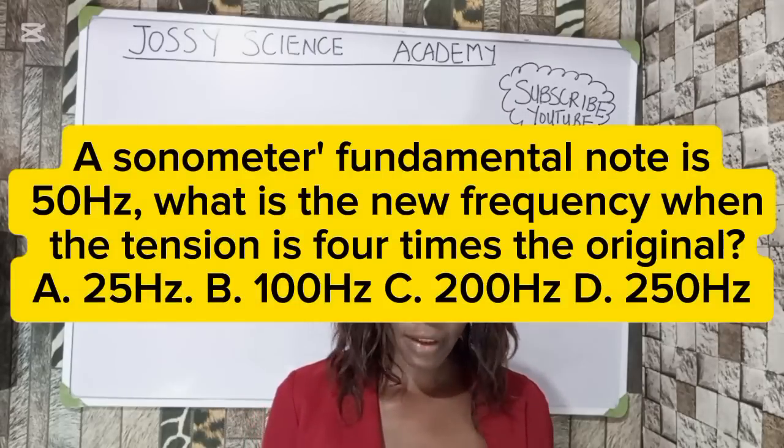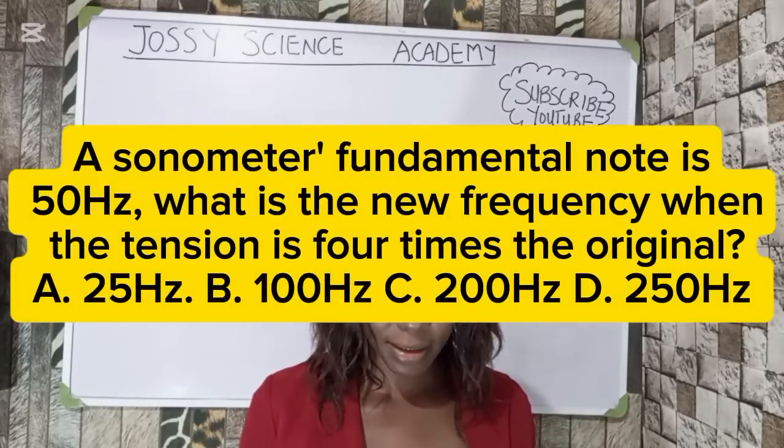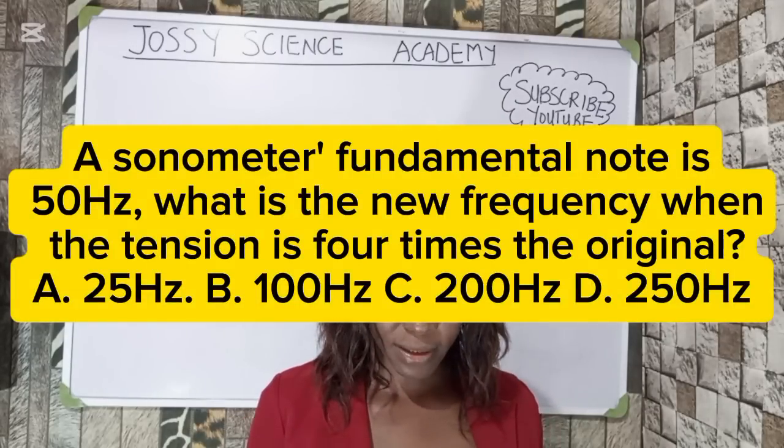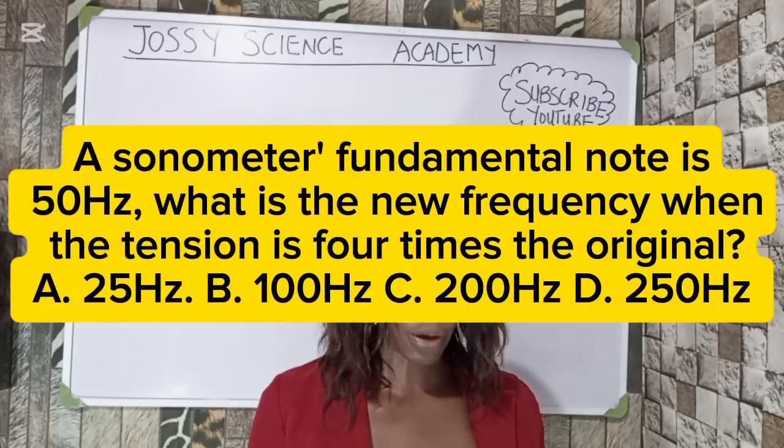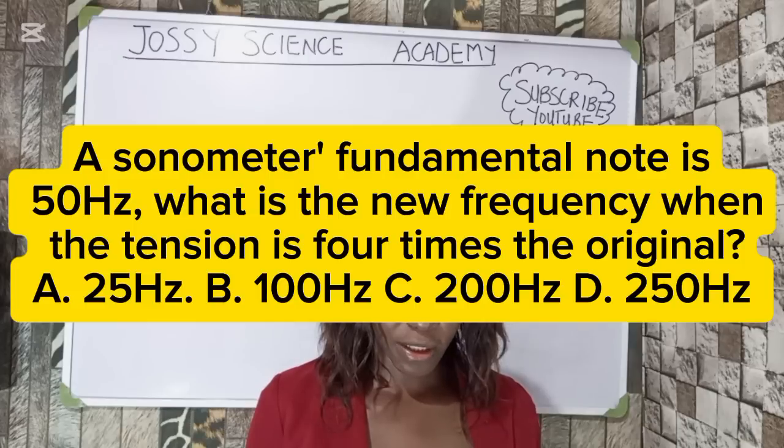A sonometer's fundamental mode is 50 Hz. What is the new frequency when the tension is 4 times the original? We have the following options. Option A is 25 Hz. Option B is 100 Hz. Option C is 200 Hz. Option D is 250 Hz.